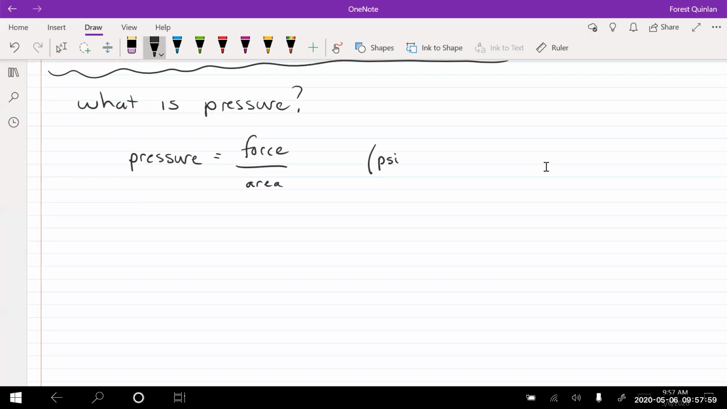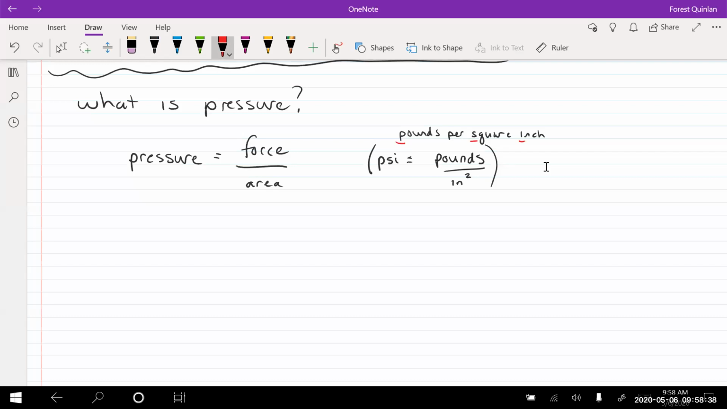What's PSI? I was thinking of my tires, so it's per square inch. Yes, I heard someone whisper it. It's pounds per, and per means divide, square inch. There you have a force over an area. Pounds per square inch. And that's where we get the term PSI.